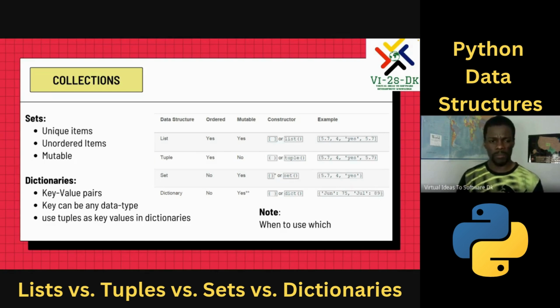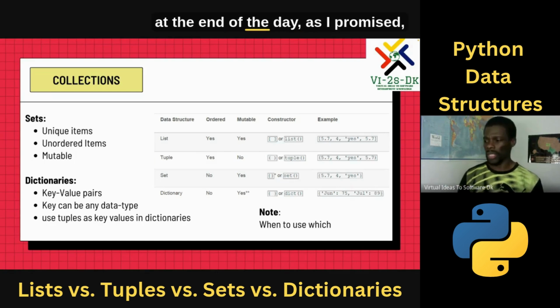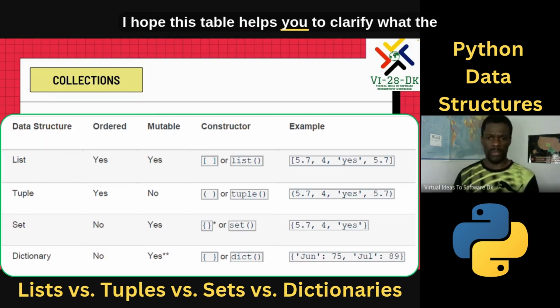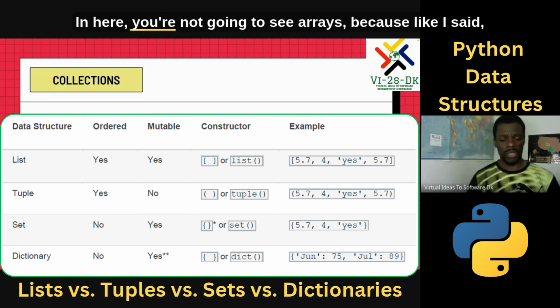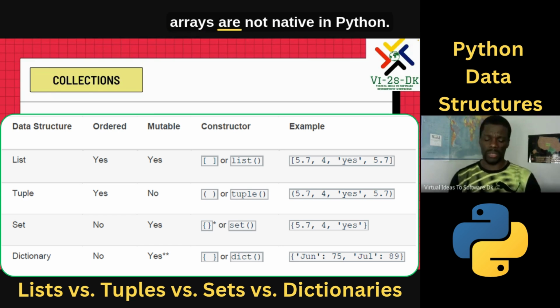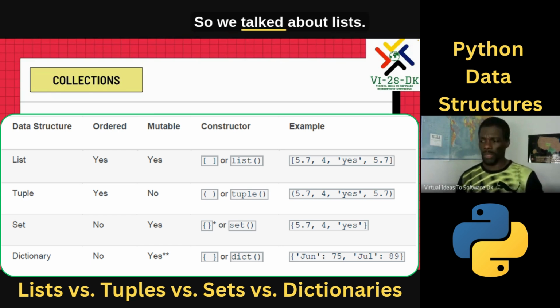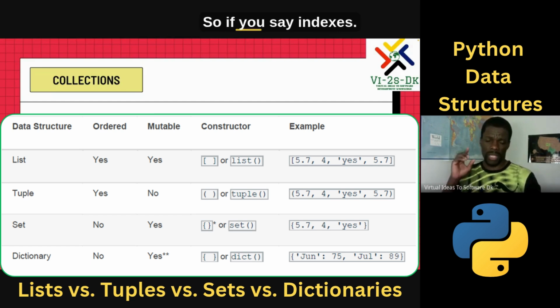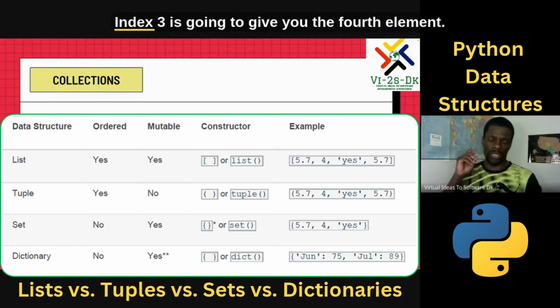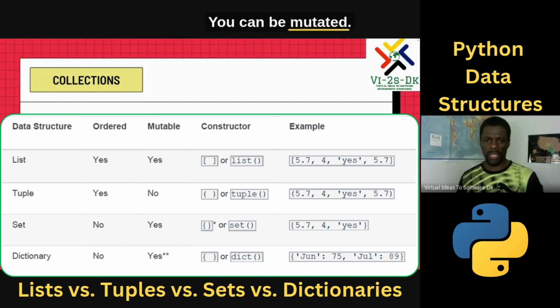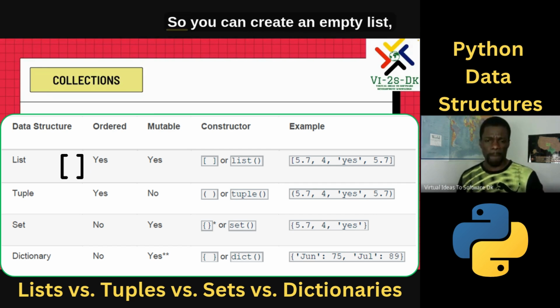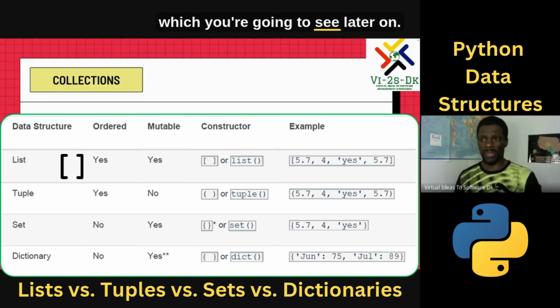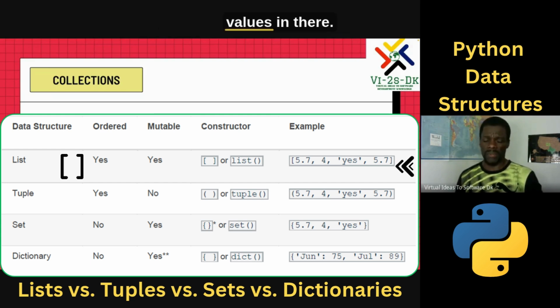Does that make sense? So again, at the end of the day, as I promised, I hope this table helps you clarify what the differences are. In here, you're not going to see arrays because, like I said, arrays are not native in Python. So we talked about lists. With lists, the order actually matters because you have those indices. If you say index 0, it's going to give you the first element. Index 3 is going to give you the fourth element. Lists can be changed; they can be mutated. In order to create a list, you use square brackets. You can create an empty list, which you're going to see later on, or you can create a list that has values in it.